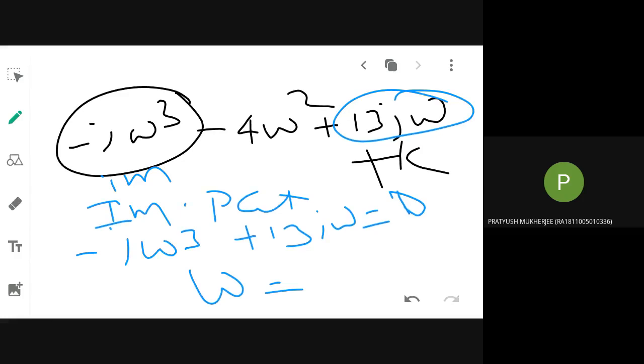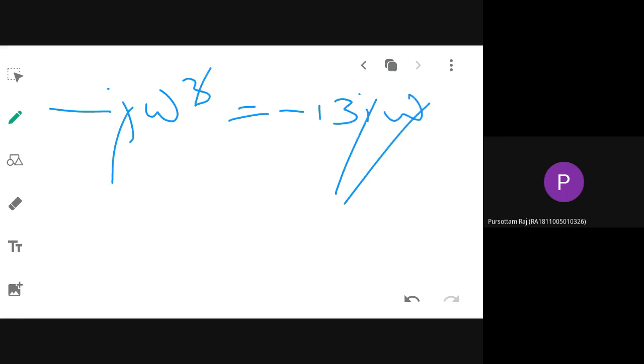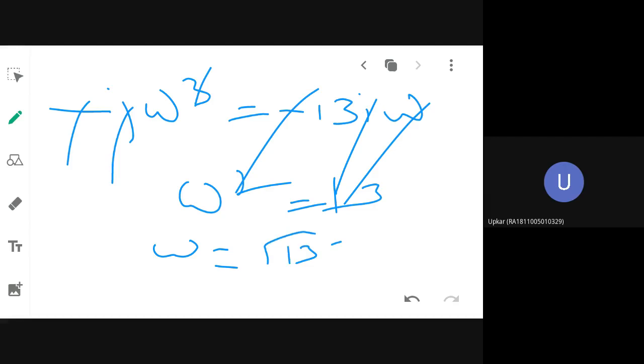So what is your omega if you simplify this equation? Minus j omega cubed is equal to minus 13 j omega. So j will get cancelled, one omega will get cancelled, minus is getting cancelled. So what is your omega squared? Omega squared is 13. So what is your omega? Square root of 13.